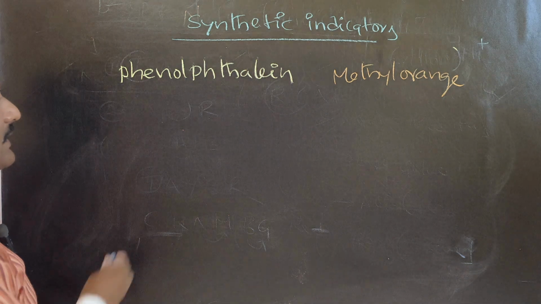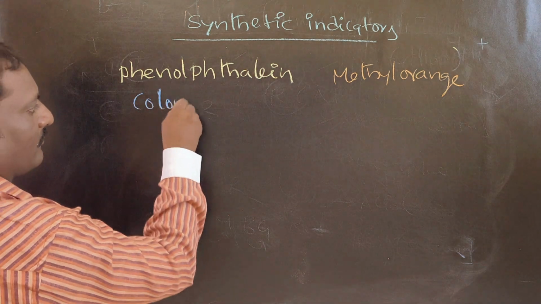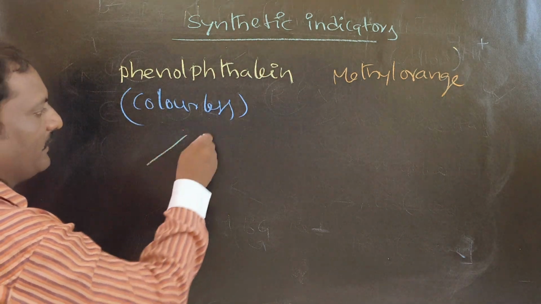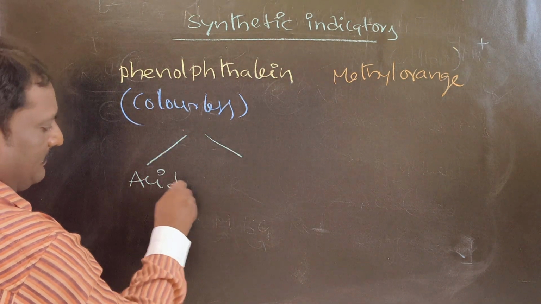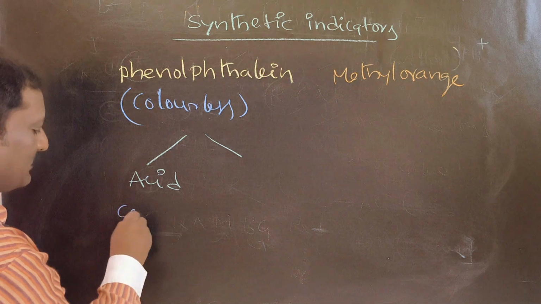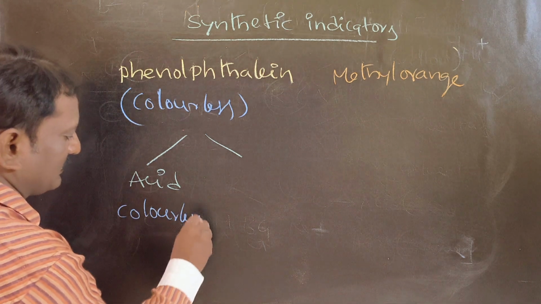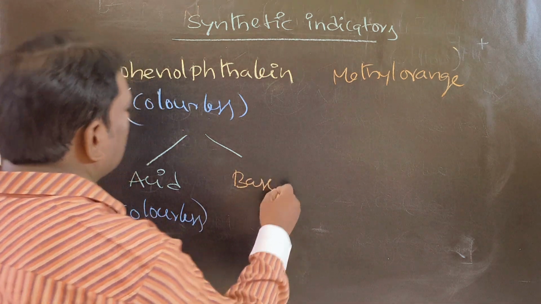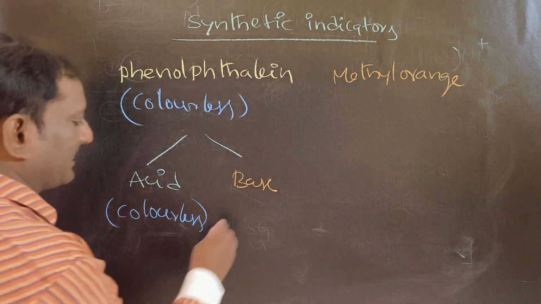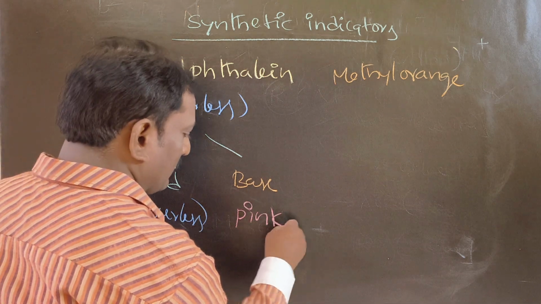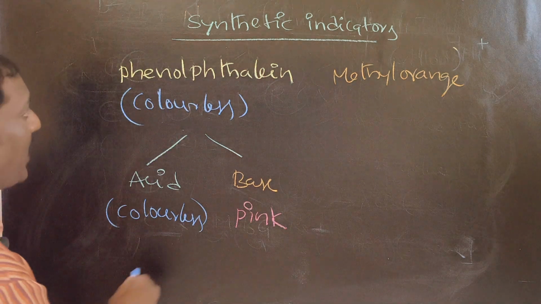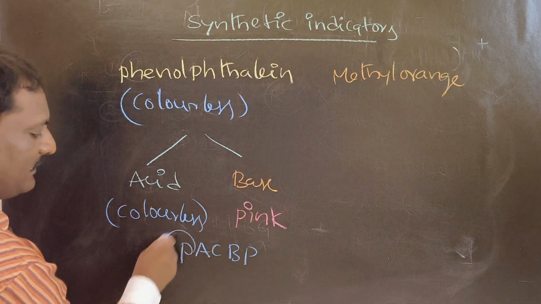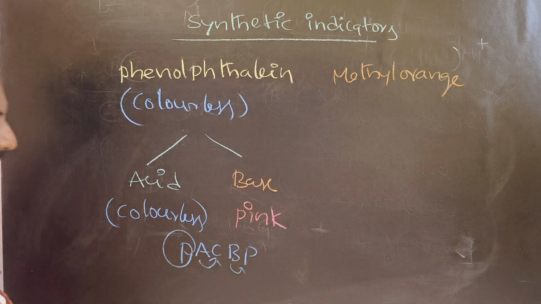Phenolphthalein indicator itself is a colorless indicator. When it is dropped in acid, it remains unchanged. That means colorless only. In base, it changes to pink color. Keyword: PACBP. Phenolphthalein in acid colorless, in base pink color.